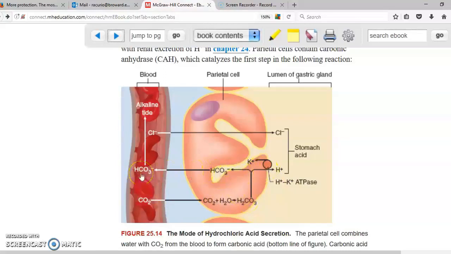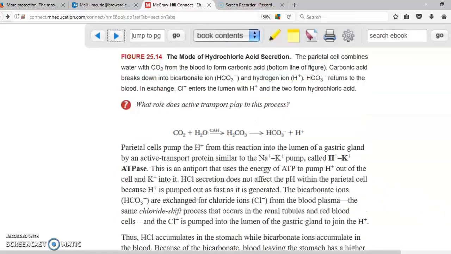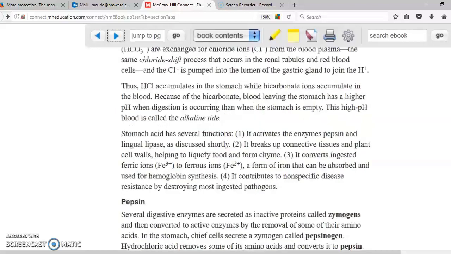Bicarbonate goes into your blood because it gets exchanged with chloride. Bicarbonate this way, chloride gets pumped the other way around. The hydrogen is pumped into the lumen of the gastric gland. Now you have the hydrogen and the chloride in order to form the hydrochloric acid in your stomach. So let's keep scrolling down. Right here you have the formula that you've seen many times before. Functions that you have with the acid.